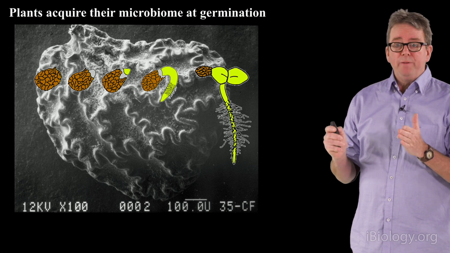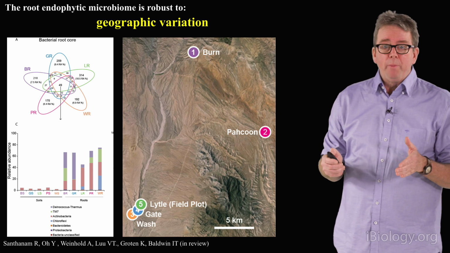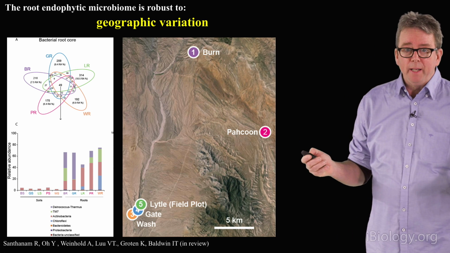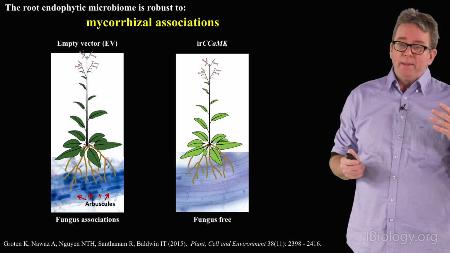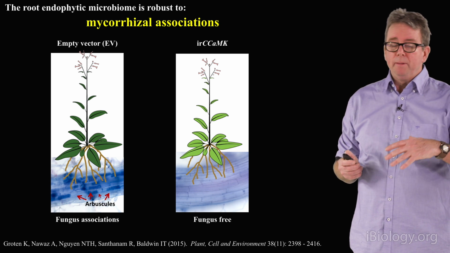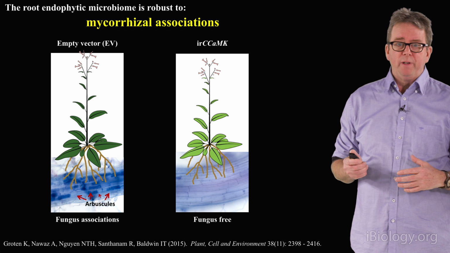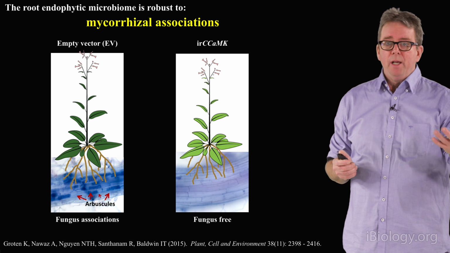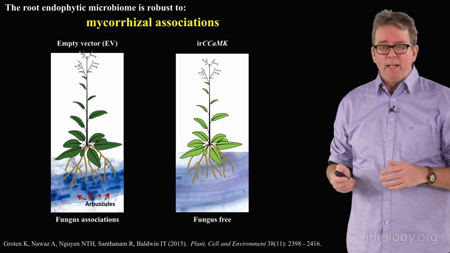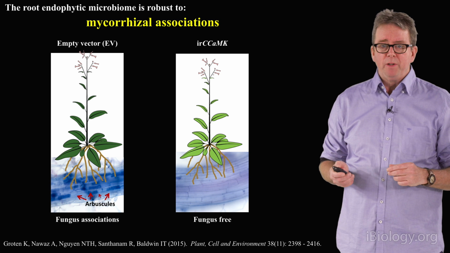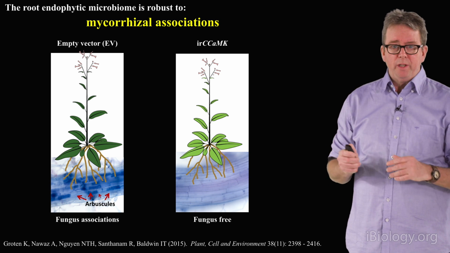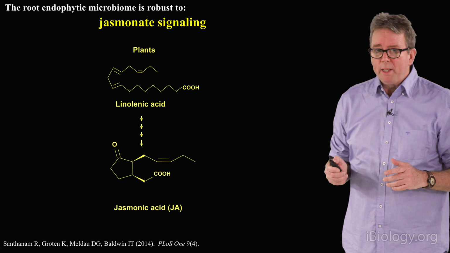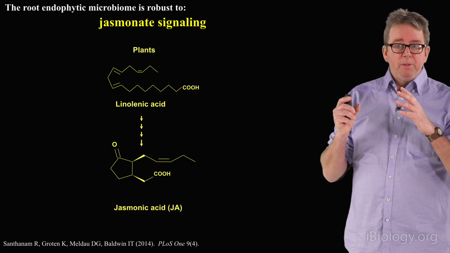And we know that this is a very robust microbiome. It's a microbiome that's robust to geographic variation. It's robust to mycorrhizal association, so whether or not they're establishing mutualisms with mycorrhizal fungi, something we've been able to test by using mycorrhizal knockout lines that you can see in this particular reference listed at the bottom, doesn't influence the composition of the microbiome.